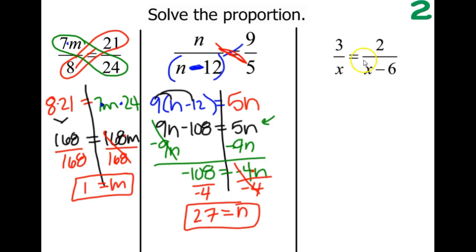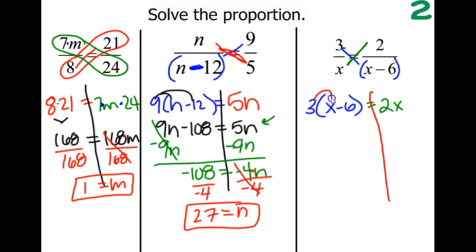This next one is almost the same. We have adding or subtracting down here, so I know that's going to need parentheses. We're multiplying 3 by that whole piece, x minus 6, and set it equal to the other side, x times 2, or 2 times x is just 2x. So let's distribute this. 3 times x is 3x. 3 times -6 is -18.